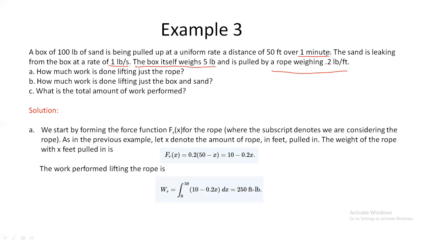So, since we're now to consider the total amount of work, it's a given already that whatever your answers in A and B are, you just sum them up and that would be your answer for C. Because the total work done here is the work done in lifting the rope, pulling up the rope, and the work done in lifting the box which has sand inside it. Okay? So, one at a time.